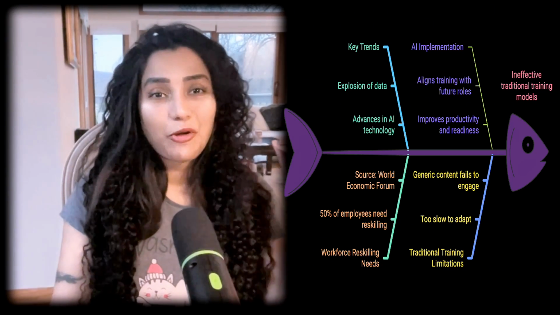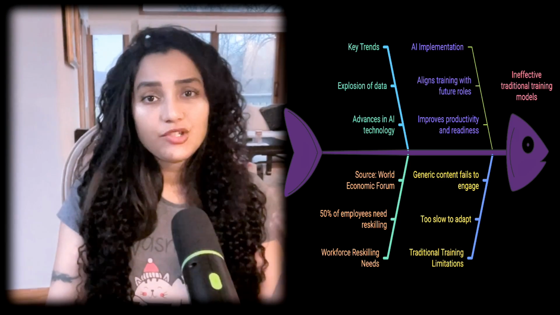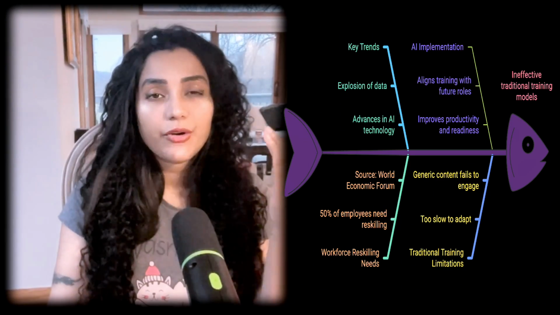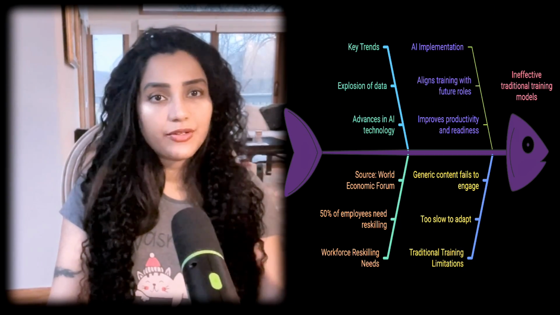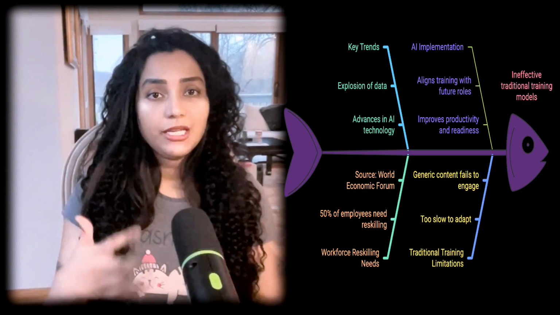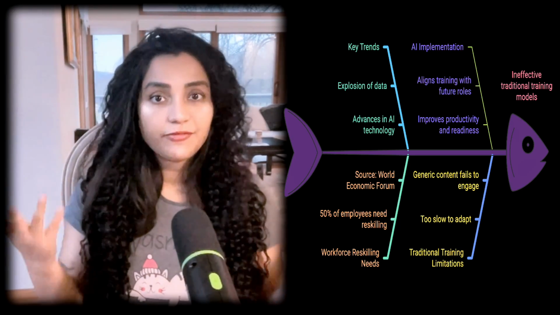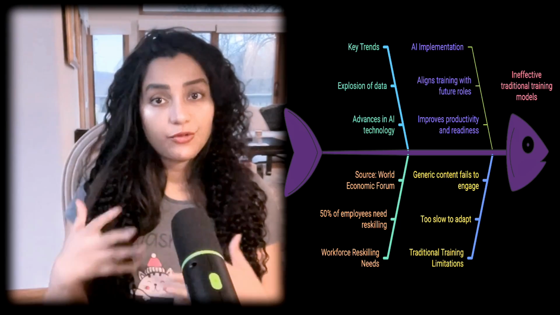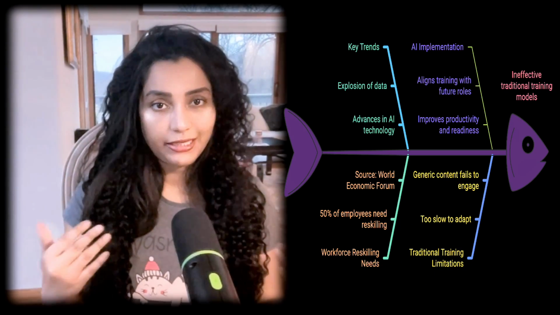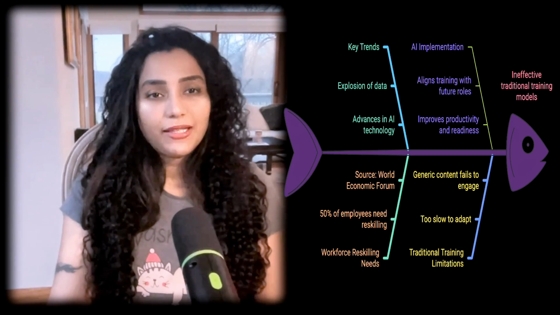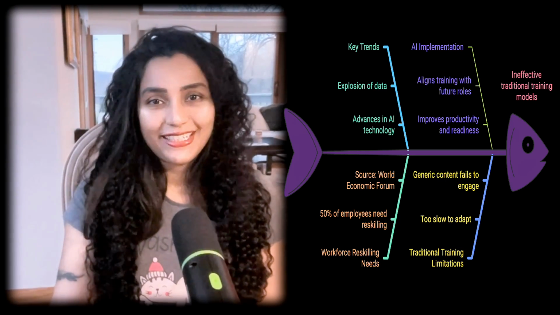Imagine having a team of 100 employees, each with unique strengths, weaknesses, and career goals. Traditional methods would require all 100 to follow the same curriculum, regardless of their specific needs. This inefficiency leads to disengagement, frustration, and ultimately wasted time and resources. But AI changes the game entirely.